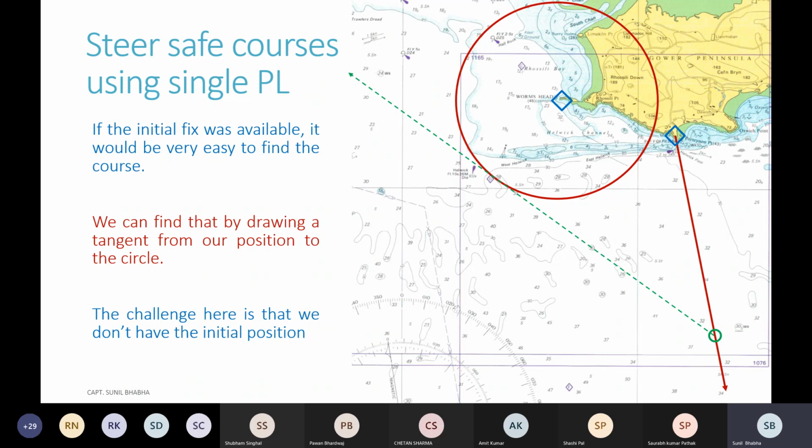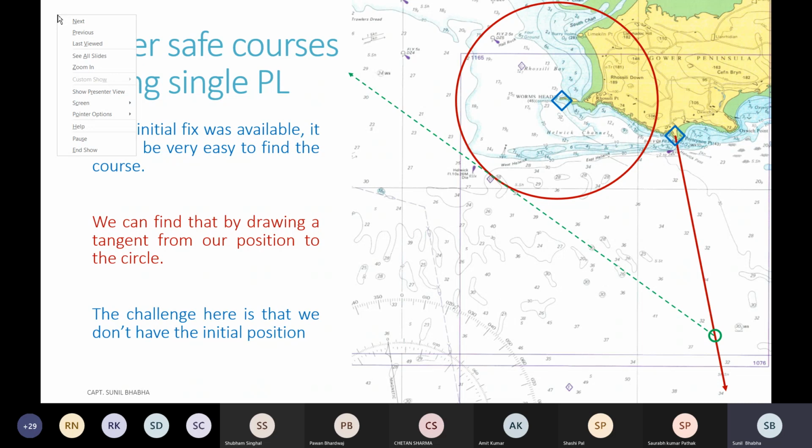So let us see now, how do we obtain the safe courses when we do not have our initial position? How is it possible to find out a certain course or courses which can help us maintain the safe distance irrespective of knowing our initial position?